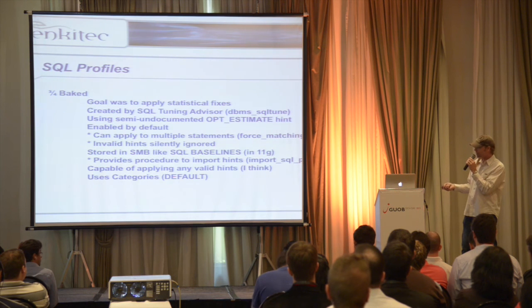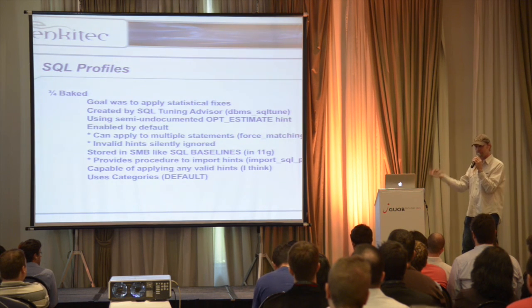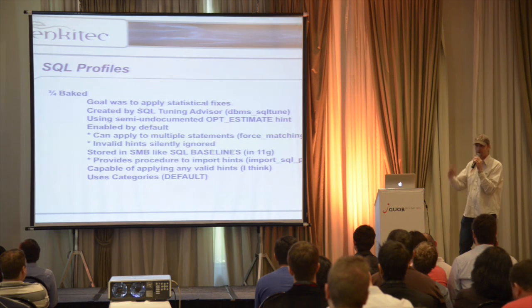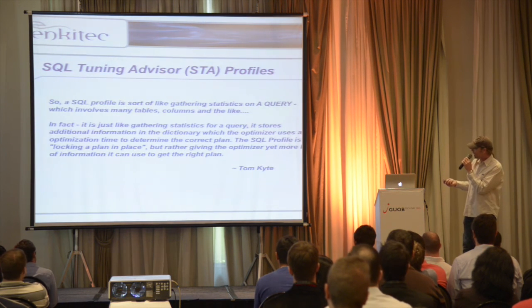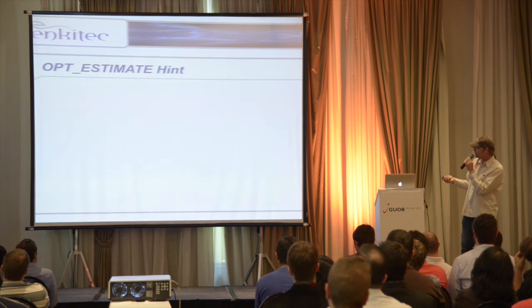If you want to test, you can create one in a different category and then do an alter session. So if you're working in a production system, for example, and you want to test a profile out, you can create one in the test or the Kerry category, and then only sessions that have that set in their session would see it, right? And then if it worked, then you could change it to default, and then everybody would pick it up. Tom had something to say about the statistical nature of these things. You can read that later.